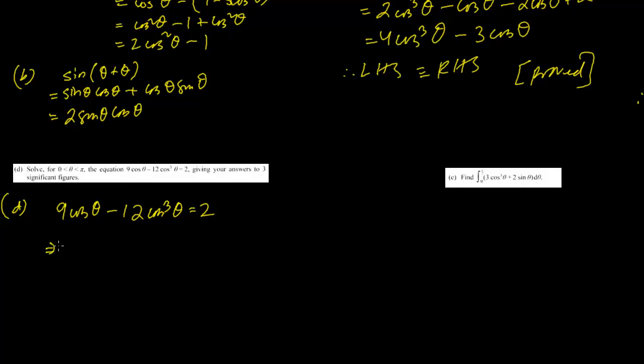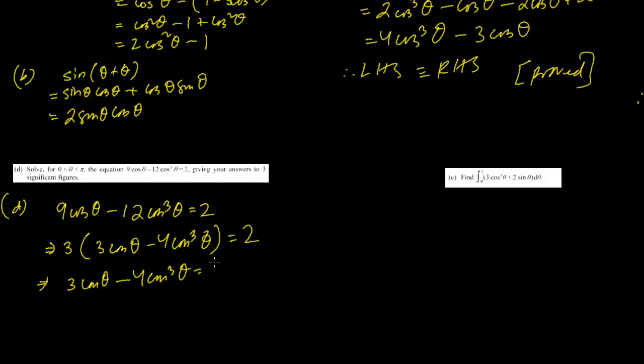So what we can do is take 3 common here. It becomes 3 times 3 cos theta minus 4 cos cubed theta equals 2. Then we can send the 3 to the other side. It becomes 3 cos theta minus 4 cos cubed theta equals 2 by 3. Now if we multiply both sides by minus, we can get 4 cos cubed theta minus 3 cos theta equals minus 2 by 3. So now we have multiplied both sides by minus. Therefore, instead of this, we can write what we just showed before: cos 3 theta equals minus 2 by 3.